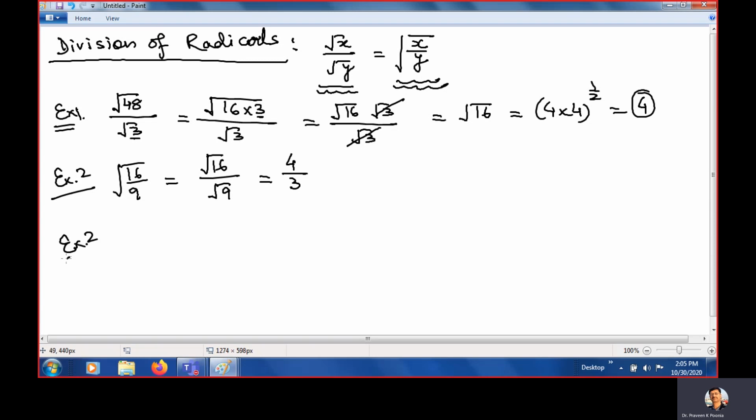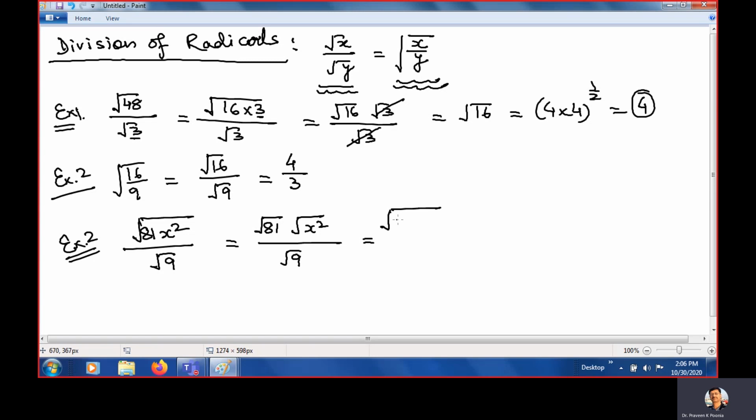Last example over here we can take is square root 81 x power 2 upon square root 9. So how much is it? Square root 81, square root x power 2, upon square root 9. Clear? This can be written as 9 times 9, and this can be written as x times x, because x power 2, and this can be written as 3 times 3.